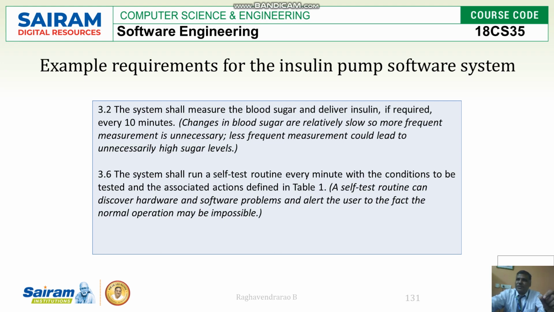Changes in blood sugar are relatively slow. More frequent measurement is not necessary. It's unnecessary, it's not required. But what happens if it is measured less frequently? It may lead to high blood sugar. So you should manage in such a way that the blood sugar should be maintained properly, and the insulin is being given, that's okay.